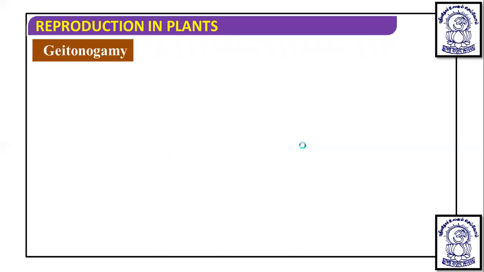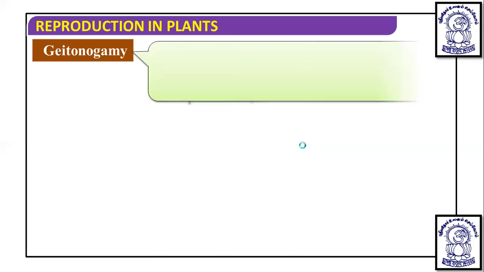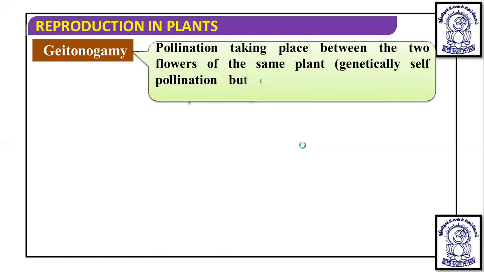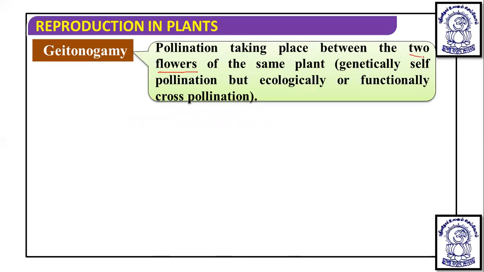Now, the second type is geitonogamy. Autogamy was within the flower. Geitonogamy is in the same plant, but of two different flowers. You can see from the definition that geitonogamy is described as pollination taking place between two flowers of the same plant.